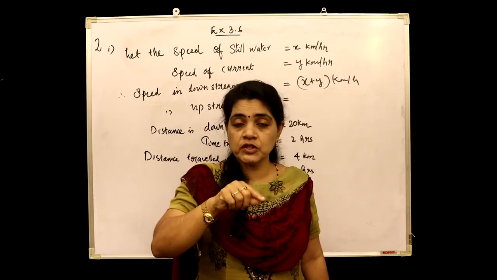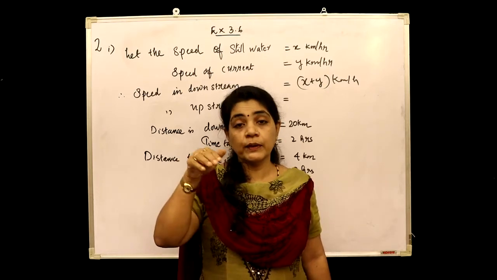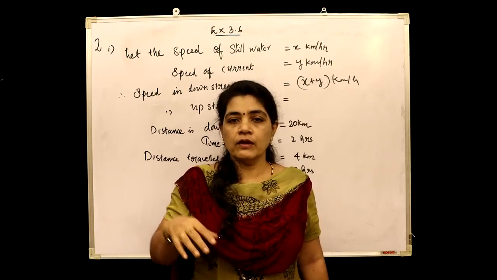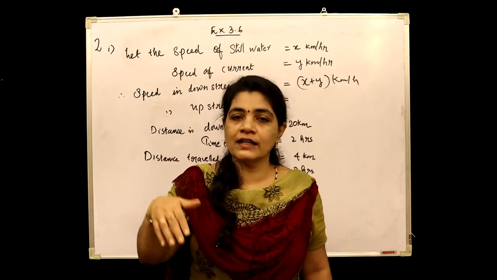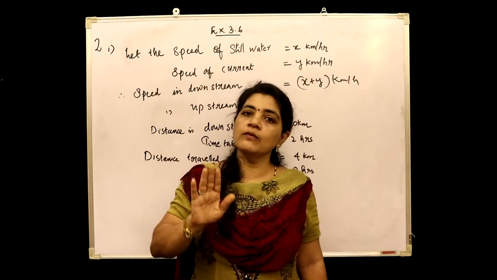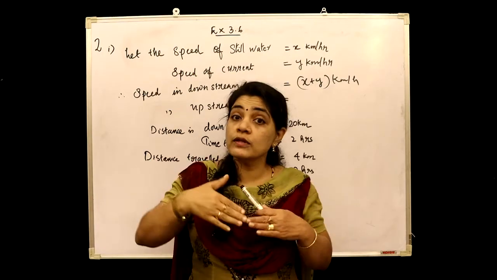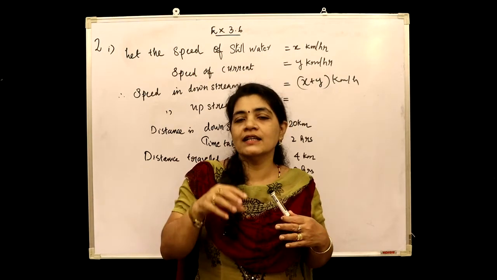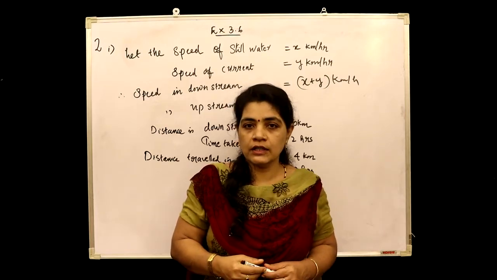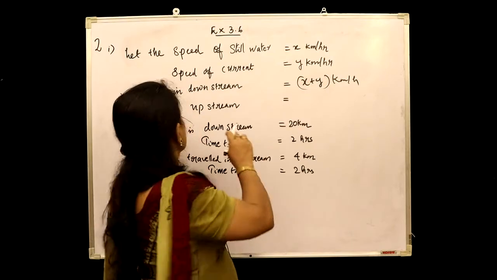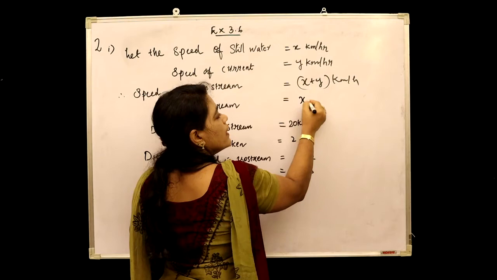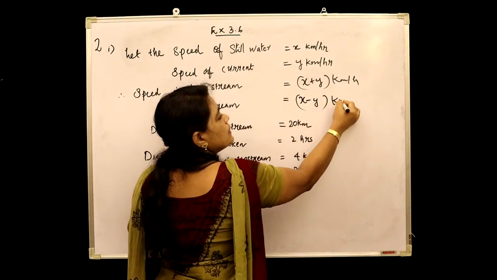Here in upstream we have to subtract the speed of the current from the speed in still water, because the current is always opposing, since water has a tendency to always flow down, but we are moving upwards. So there is an opposing force. That means the speed of current, y, should be subtracted from the speed in still water. So the speed in upstream will be x minus y kilometer per hour.